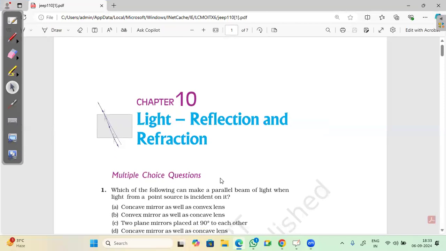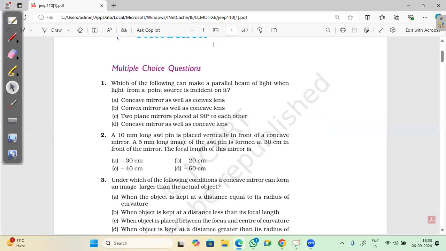First of all, which one of the following can make a parallel beam of light when light from a point source is incident on it? Sir, a concave mirror as well as a convex lens. Both of them have converging capacity, so they can converge or bring it parallel, both are the same.